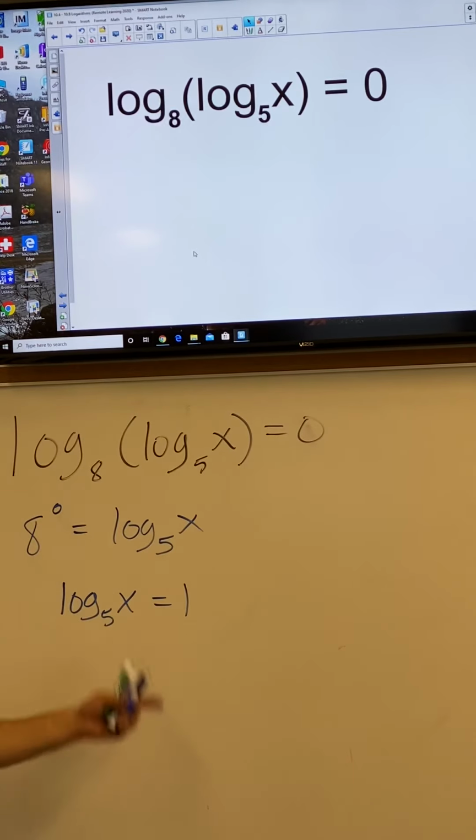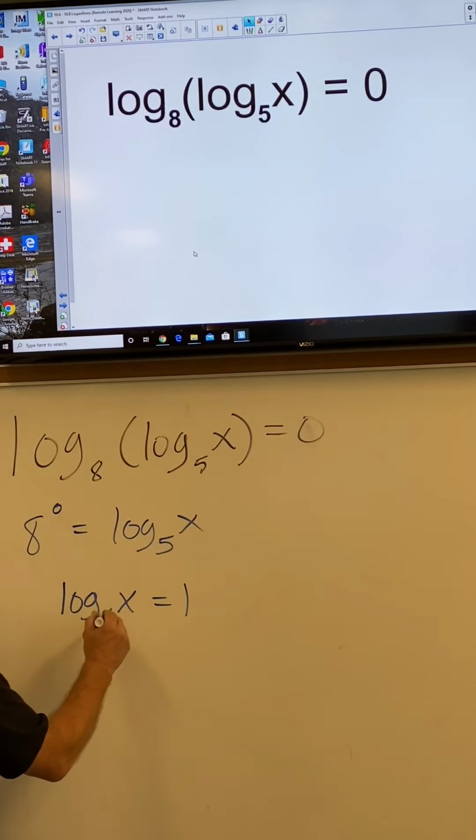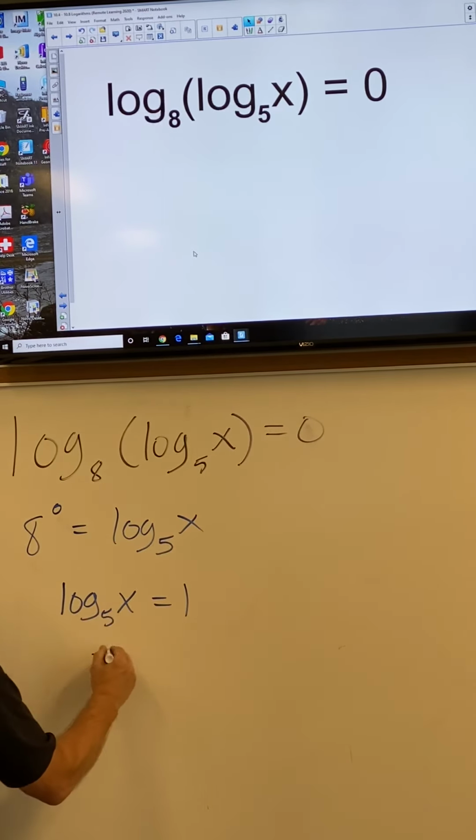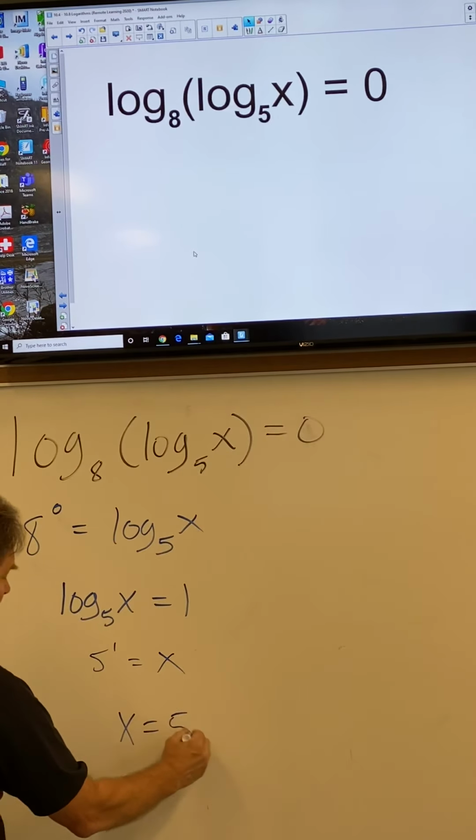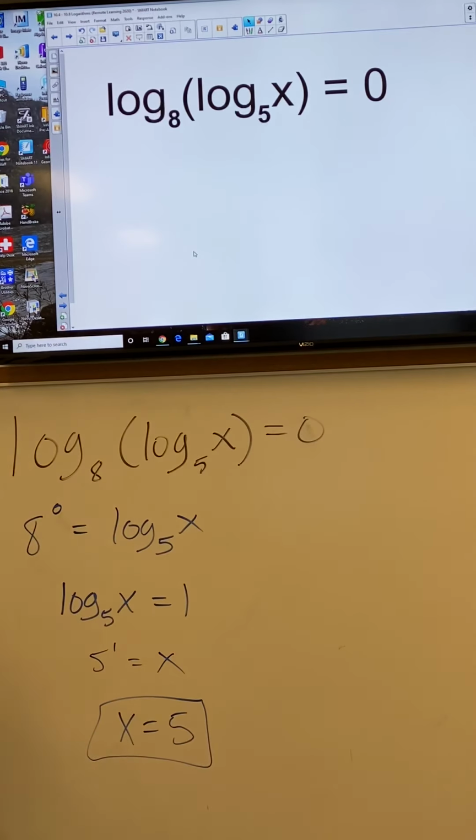Now, son of a gun, it popped right back into logarithmic form. So what am I going to do? Pop it right back into exponential form. This base to this power equals this. 5 to the 1 equals x. Oh my gosh, x equals 5. Cha-ching, there you go.